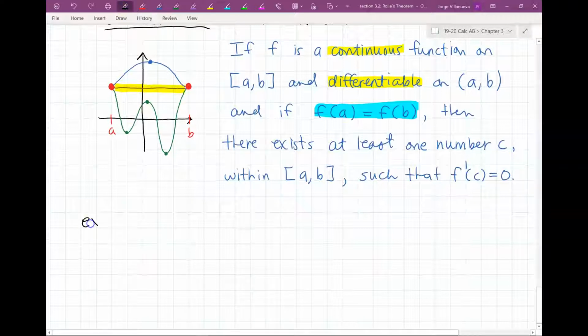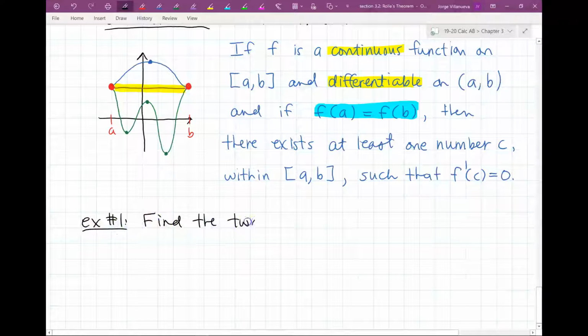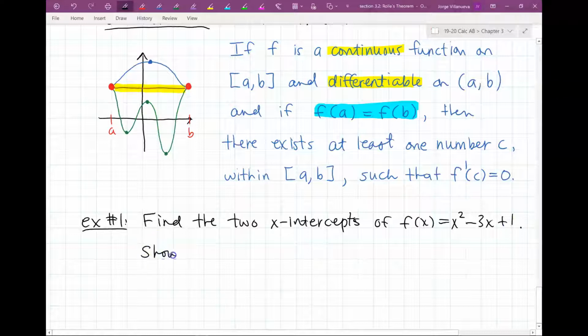So this is going to be example number 1. It says find the two x-intercepts of f of x equal to x squared minus 3x plus 1. Show that f prime of x equals 0 at some point between the two x-intercepts.